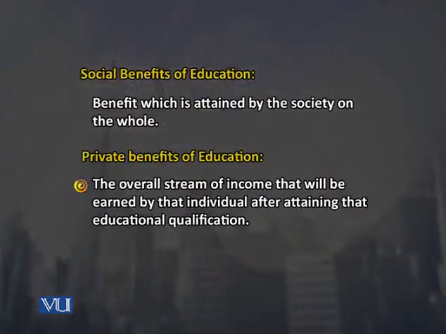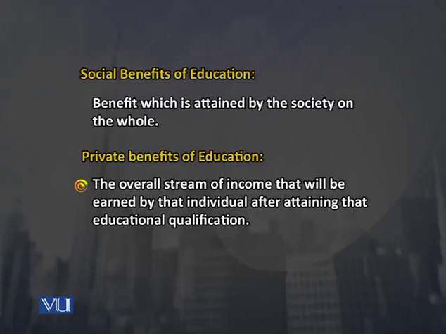And the private benefit would be the overall stream of incomes that will be earned by that individual after attaining that educational qualification. So it is the overall benefit, both in monetary terms and non-monetary terms, that an individual economic unit gets by acquiring a certain educational qualification. So that is the private benefit.